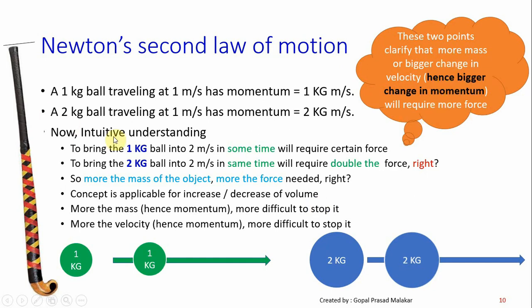So when a ball, it is more difficult to move a 2 kg ball than 1 kg, and if it is moving with 1 meter per second, you want to move it to 2 meter per second is one thing. If you want to move it to 3 meter per second is a different thing. 3 meter per second will require more effort because there is more change in the velocity, more change in the momentum.